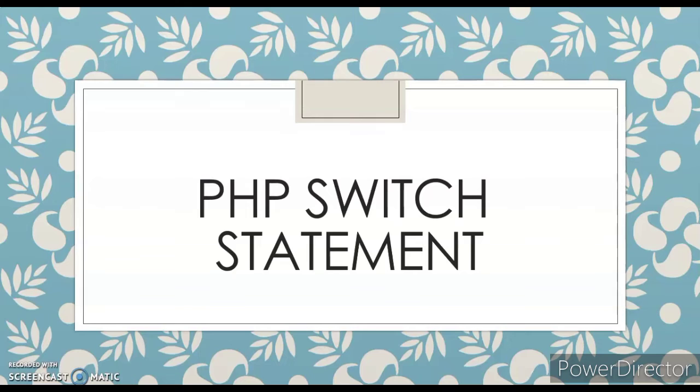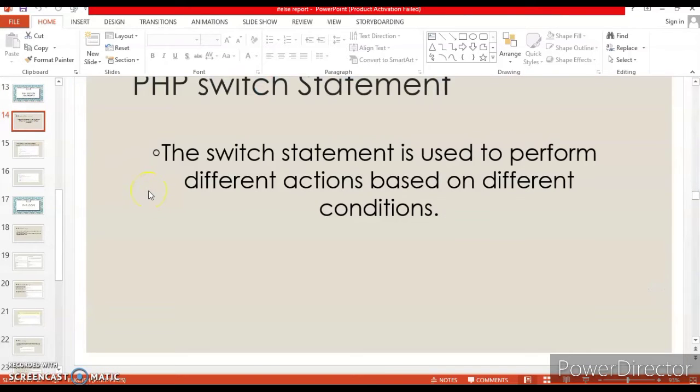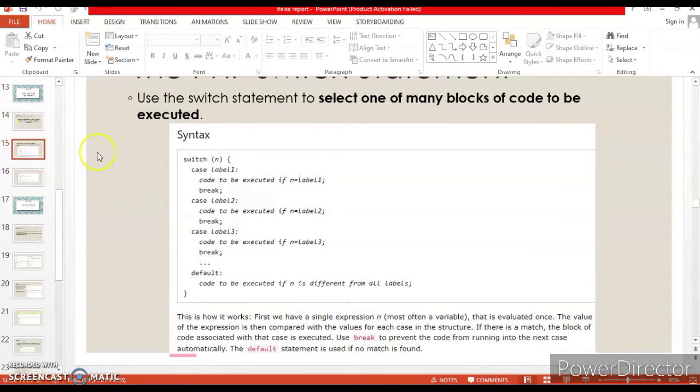So next is the PHP switch statement. The switch statement is used to perform different actions based on different conditions. It uses the switch statement to select one of many blocks of code to be executed. And this is the switch statement syntax. Switch, n is the value, and case label 1, code to be executed if n equals label 1.